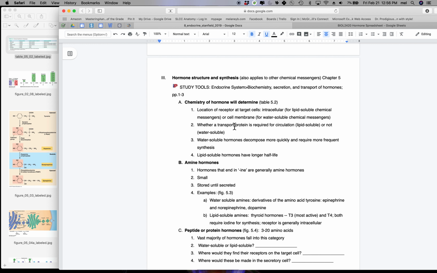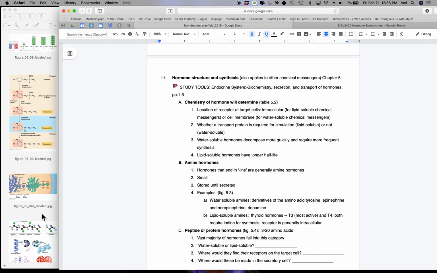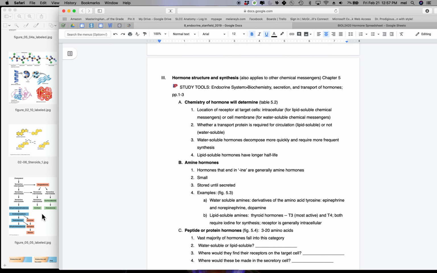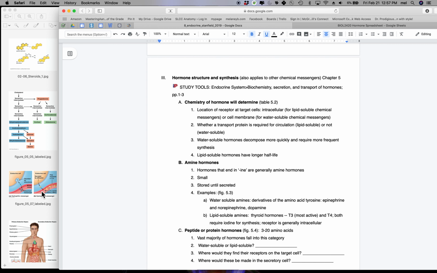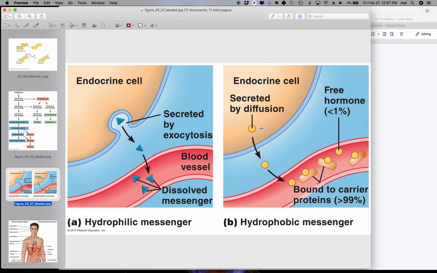So that matters. And the other thing that matters as far as the chemistry of the hormone is that often when a hormone is lipid soluble, it needs an escort protein. The way that it's secreted from the secretory cell, I'm going to get to in just a second. But what I want to tell you is that if I'm trying to get this lipid-soluble or hydrophobic chemical messenger hormone from point A to point B, it diffuses straight into the bloodstream, but it also diffuses straight out long before it gets to the target cell. So quite often it needs an escort.